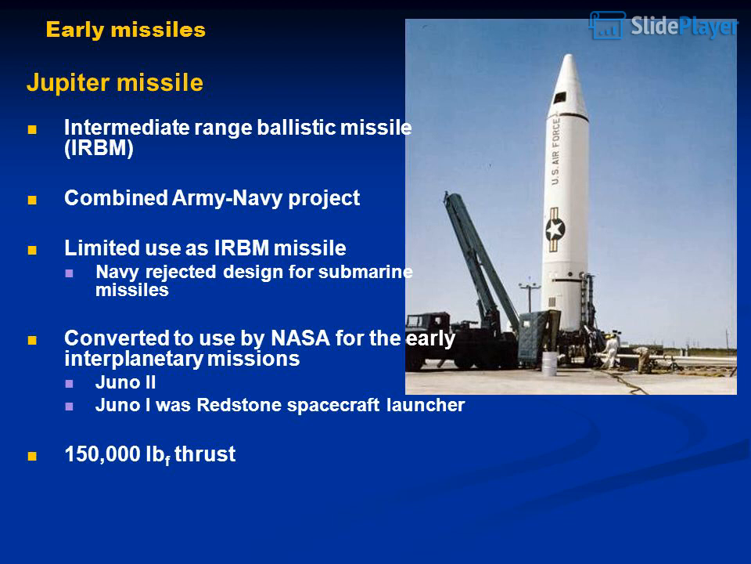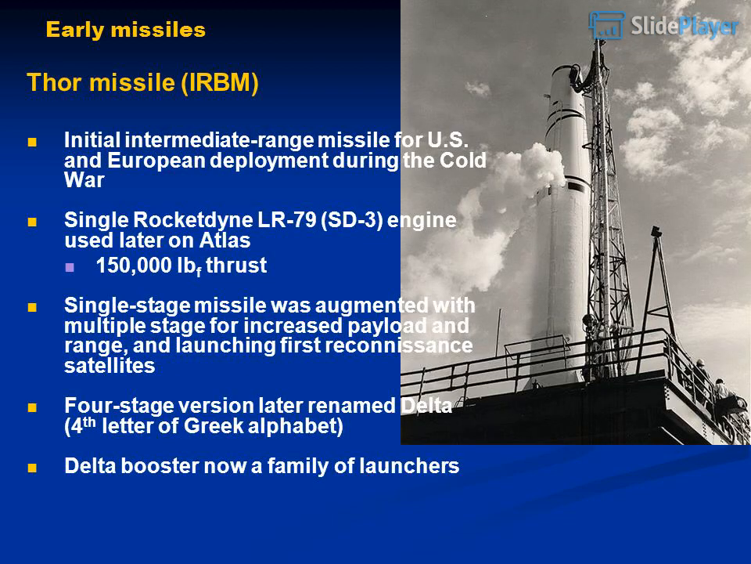150,000 lbf thrust. Early missiles: Thor, IRBM. Initial intermediate range missile for US and European deployment during the Cold War. Single Rocketdyne LR-79, S-3 engine, used later on Atlas. 150,000 lbf thrust.